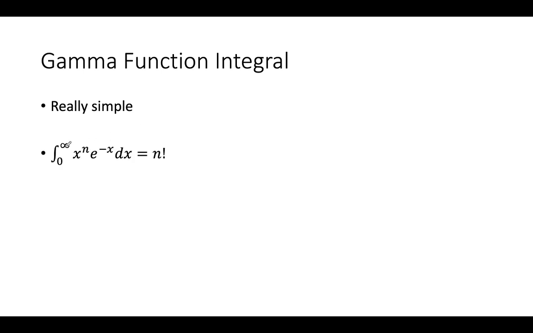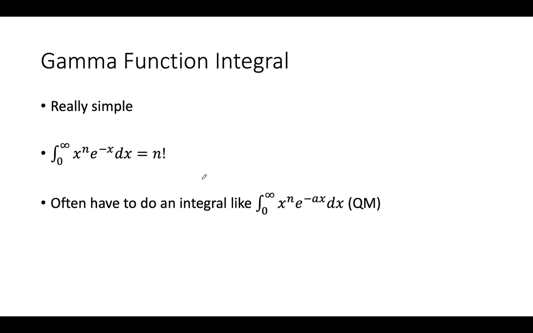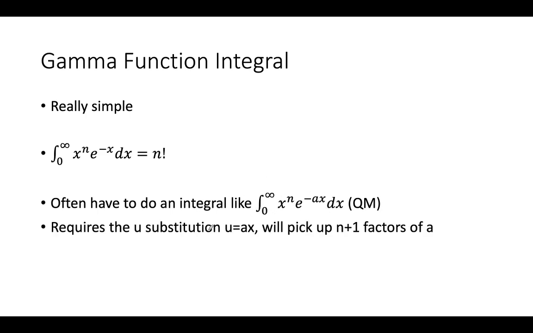So the last one I want to talk about, very useful, the gamma function integral. It's really simple. This is the only thing you need to know. This integral is equal to n factorial. So it's very common that you have to do an integral like this in quantum mechanics, because you'll often have a Stark effect, electric field between two eigenstates of the hydrogen atom, and you want to evaluate what the dipole moment is. So that comes in as a factor of x, and this is what the hydrogen wave functions look like in the first place. So if you want to evaluate the dipole moment, you often have to do integrals like this. And if you want to do this, you just have to do the substitution u equals ax, pick up n plus 1 factors of a, and it's done.